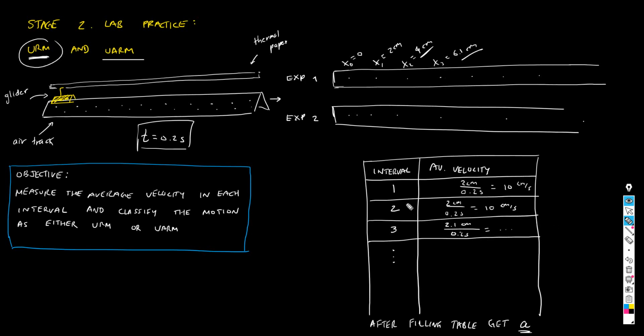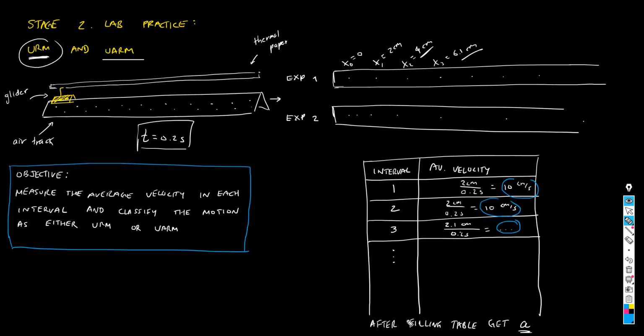What should you observe? What you're going to observe, guys, in the first experiment is that these average velocities should be pretty much the same. Why? Because we're talking about uniform motion. The velocities through each of these intervals must more or less be the same. They're not going to be exactly the same because this is a real experiment, but they should be approximately the same.